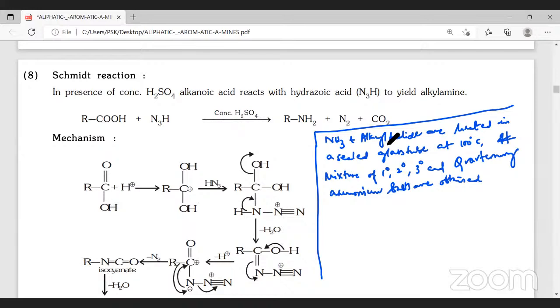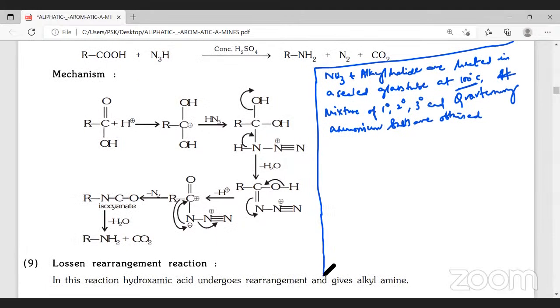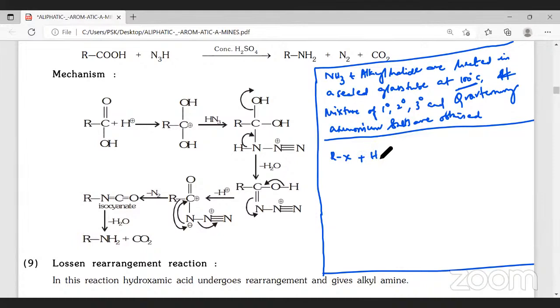So when ammonia and alkyl halide are heated in a sealed glass tube at 100 degrees Celsius, a mixture of primary, secondary, tertiary, and quaternary ammonium salts are obtained. This is also a test to differentiate between primary, secondary, and tertiary amines. Now, first we write the alkyl halide, RX, its general representation. And we write ammonia, NH3, and this is heated at 100 degrees Celsius in a sealed glass tube.